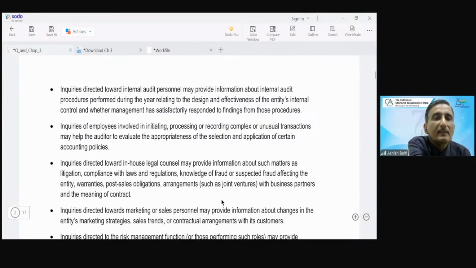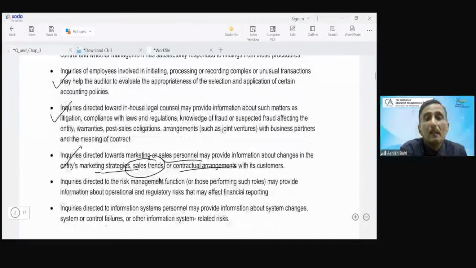Inquiry directed towards internal audit personnel. Inquiries of personnel involved in initiating or recording complex transactions. Inquiries directed toward in-house legal counsel. Inquiries directed towards marketing or sales personnel, which may provide information about changes in the entity's marketing strategies, sales trends, etc. Inquiries directed to the risk management function, so how the entity is framing its responses to the risks. Yes, purchase department could also be. Inquiry is directed towards the information system personnel. Okay, clear?